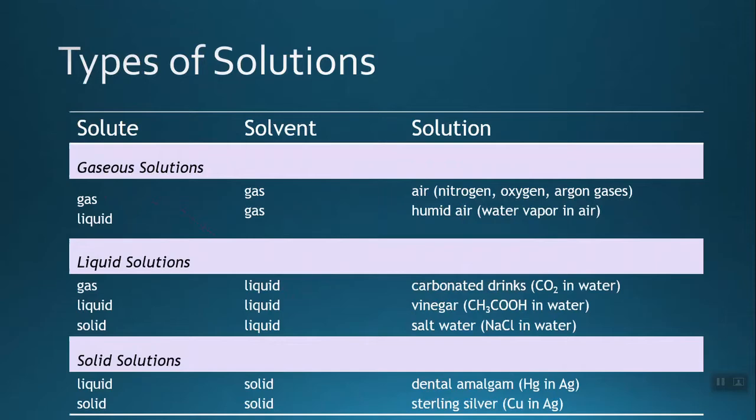Other things like humidity, we have liquid solute in a gas solvent, that's how we get humid air. Liquid solutions are the ones that you are probably most exposed to, like carbonated drinks, salt water, household cleaning products. A lot of the acids and bases from our class, those are liquid solutions. And solid solutions are like sterling silver, your dental fillings, those are solid solutions as well. So again, different solutes and different solvents to make different types of solutions.